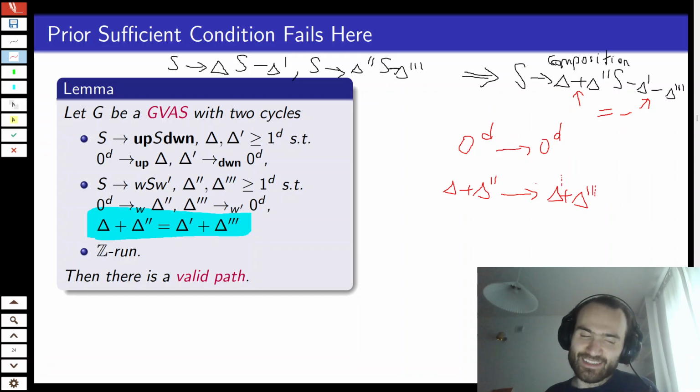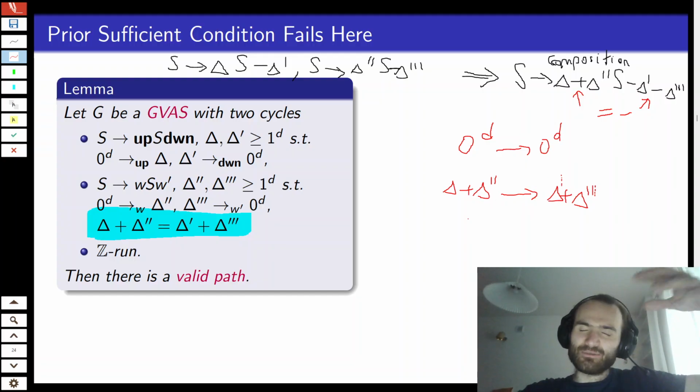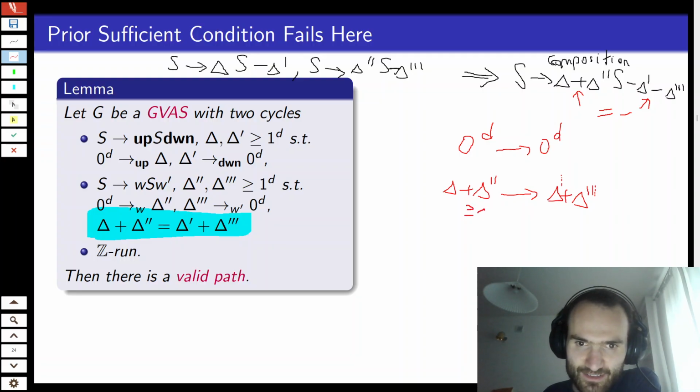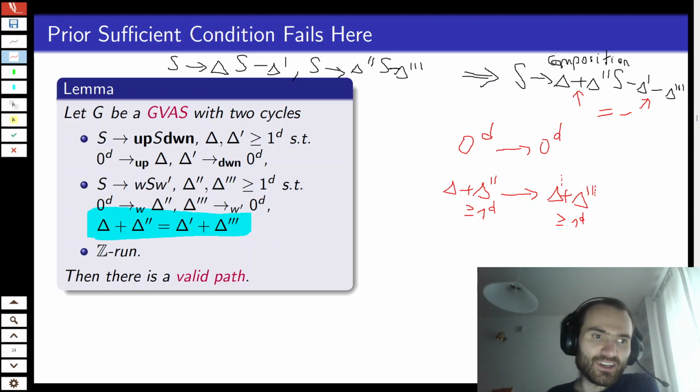And now this means that you just answer the question whether you can go from 0 to 0, which is induced by the question whether you can go from the larger thing, that is delta plus delta prime prime, to delta plus delta prime prime. And importantly, this is greater than or equal to 1D and this here as well. And now by doing this often enough, you can make any Z run into an actual run.